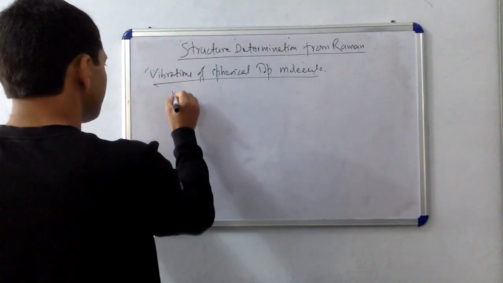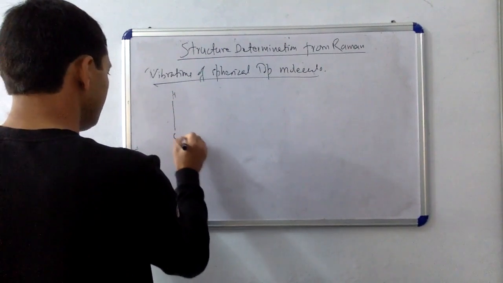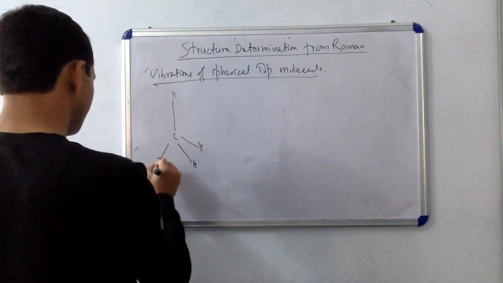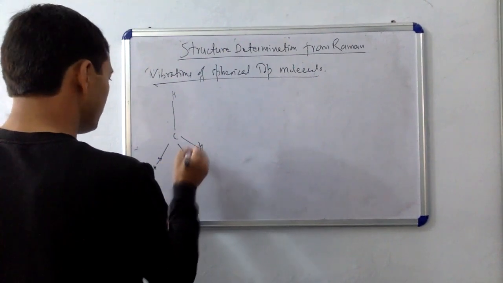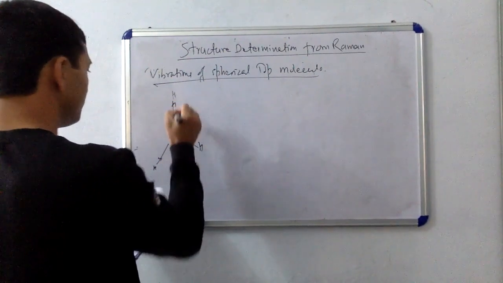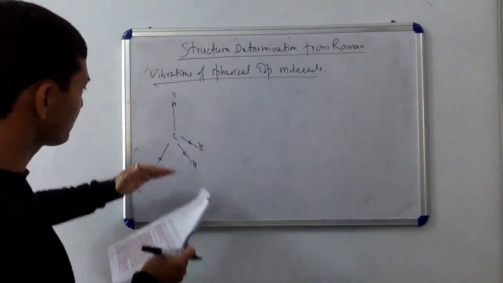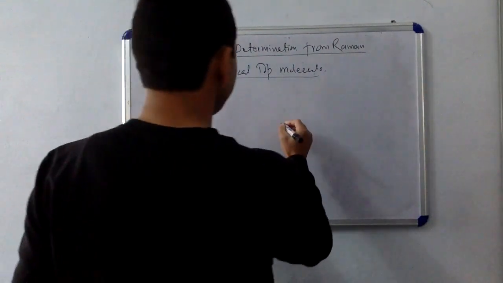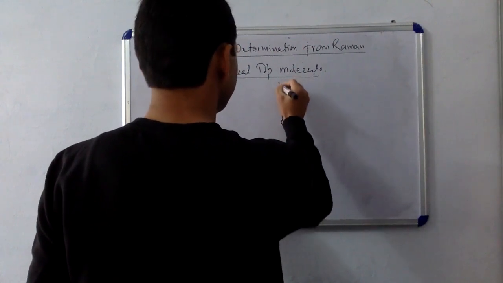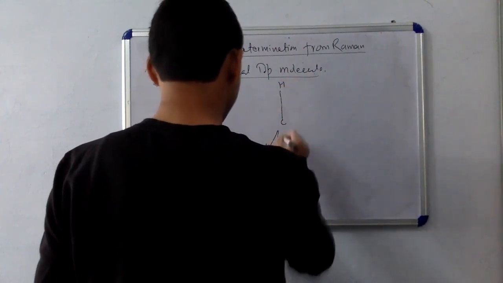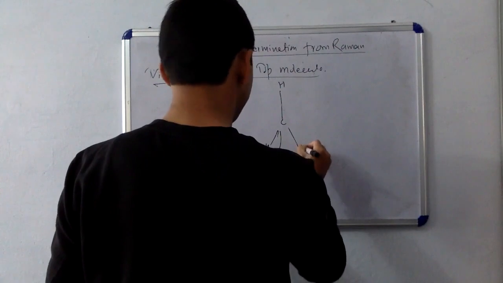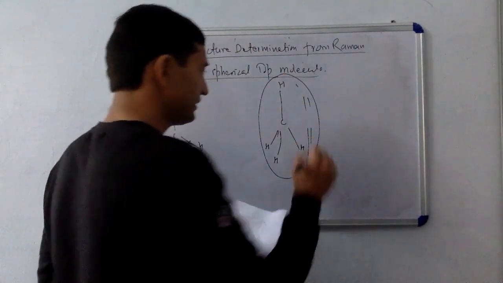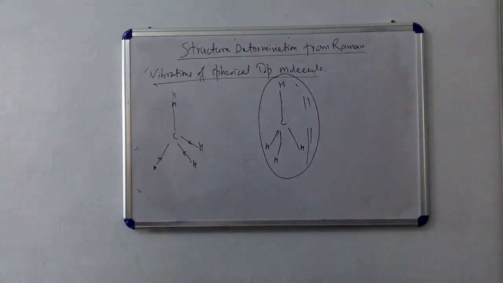Now consider another example, with a little bit of asymmetry in the molecule: this is C, and these are H atoms. These are moving in this fashion, and this one is also moving in this fashion, which means they are not contracting or expanding symmetrically. So what will happen in this case? The polarizability ellipsoid is no longer spherical, it deviates a little bit from spherical.